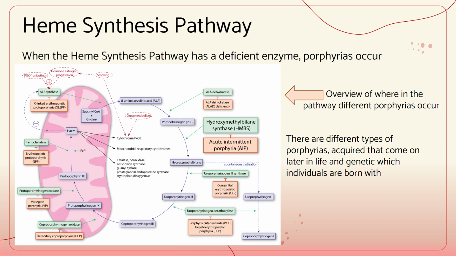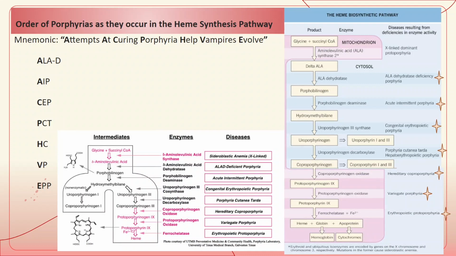Uroporphyrinogen decarboxylase causes PCT as well as HEP. Coproporphyrinogen oxidase causes hereditary coproporphyria. And protoporphyrinogen oxidase causes variegate porphyria.